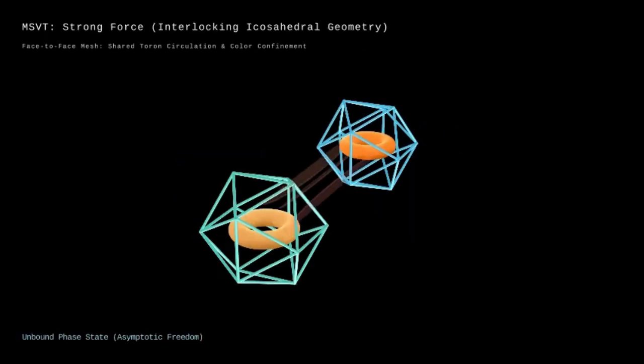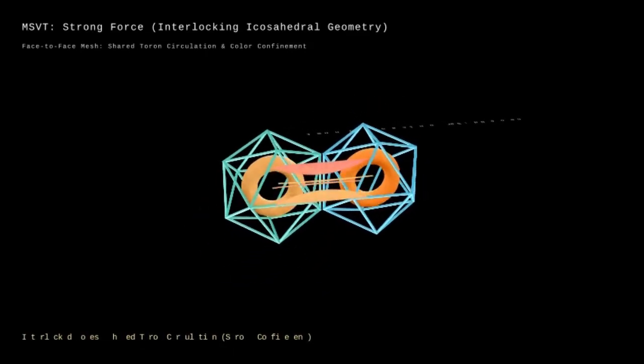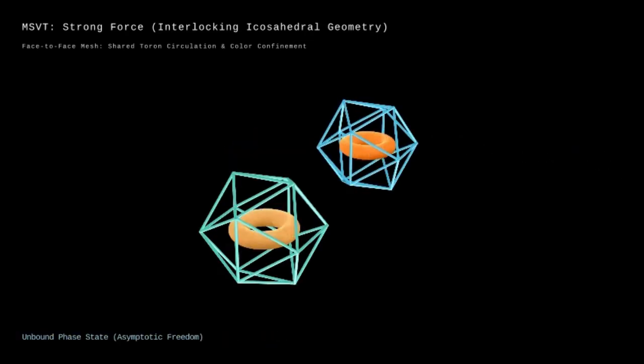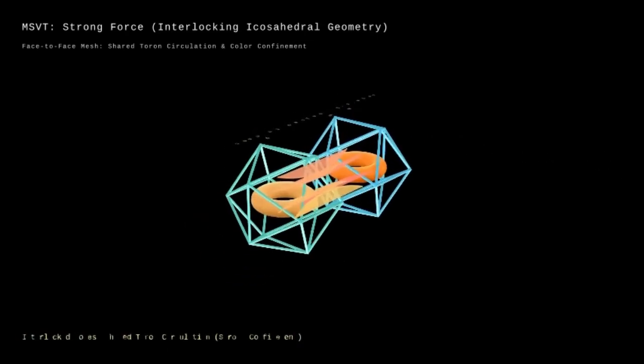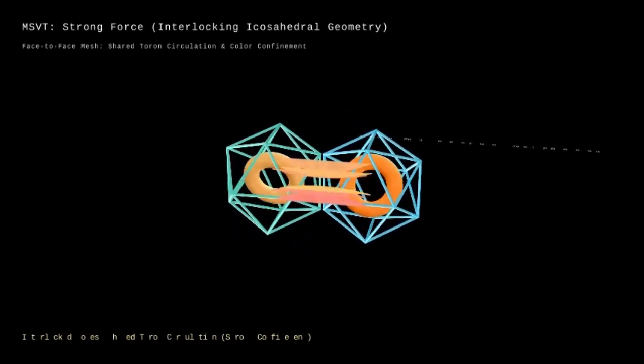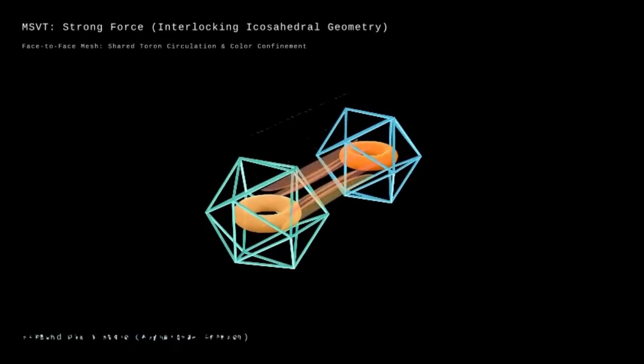At nuclear distances, the strong force manifests when adjacent icosahedral nodes physically lock face-to-face. Their internal fluid channels merge into a single shared vortex tube, cleanly explaining both asymptotic freedom at close range and color confinement when pulled apart.